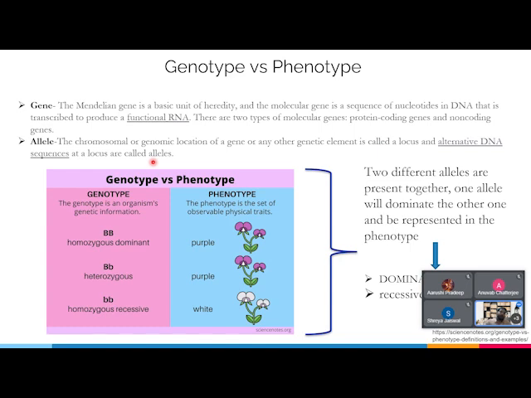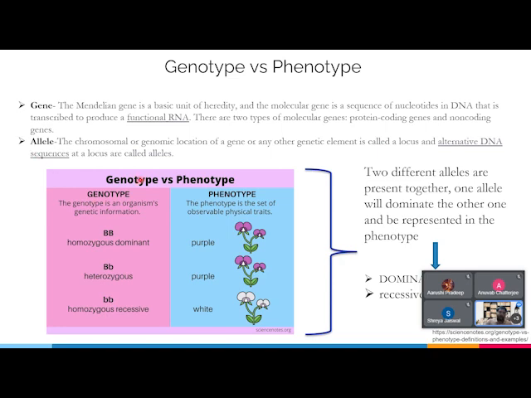So a particular gene can form two different RNAs, and these RNAs can be translated to form two different proteins. And these alternate forms of the same gene are known as alleles. So that is exactly the difference between a gene and an allele. Alleles are alternate forms of genes.